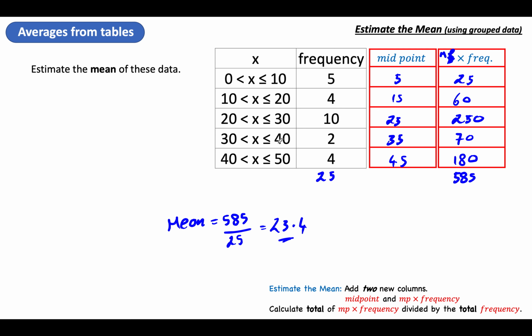Is it a reasonable answer? Let's have a look at our data. 23.4 is, again, it's where the bulk of the data is. That seems good. Now, why is it called estimating the mean?